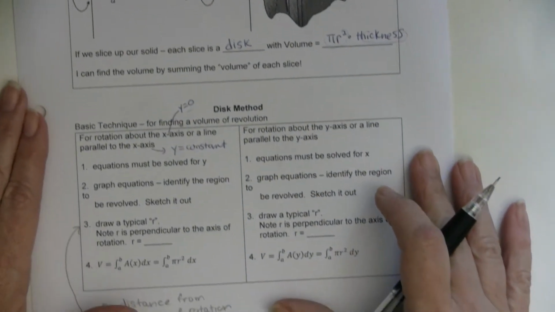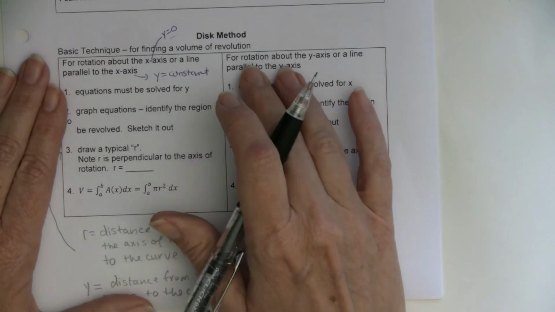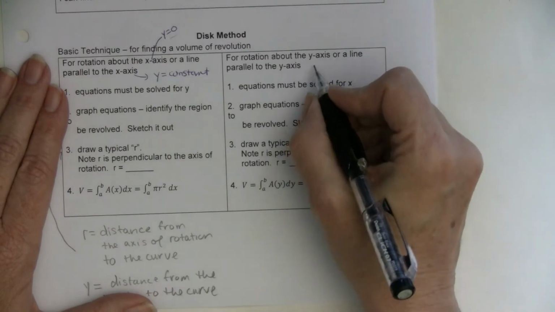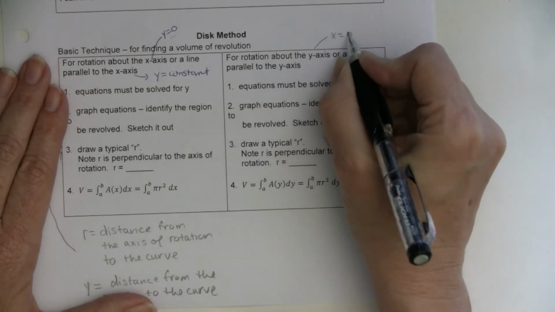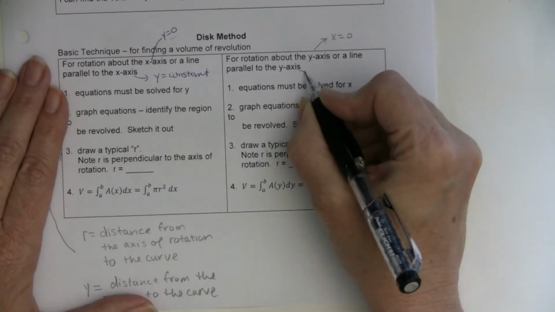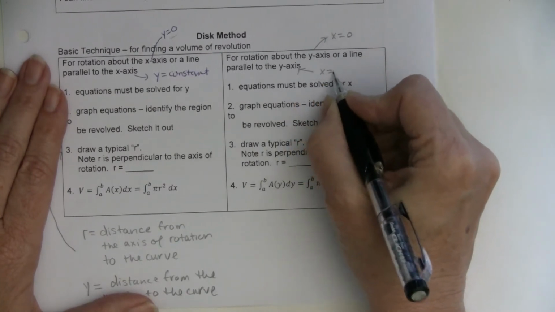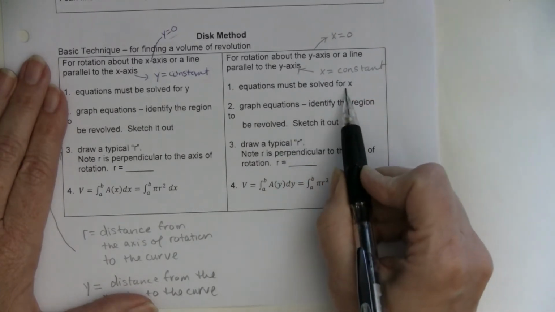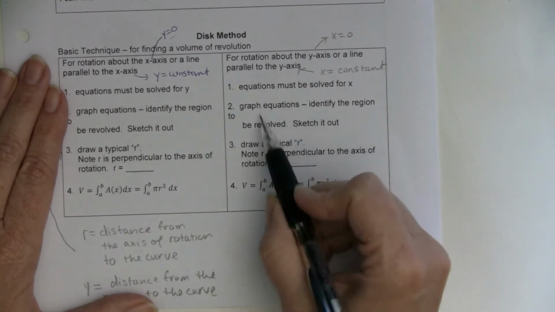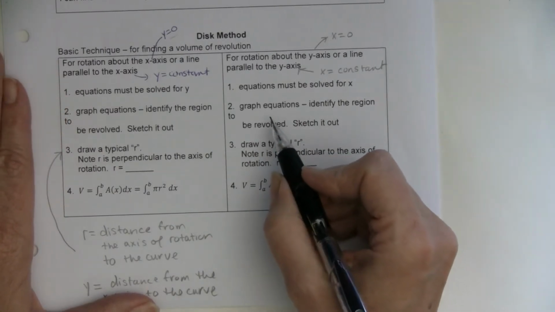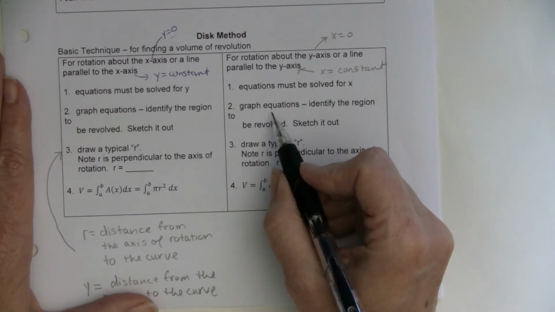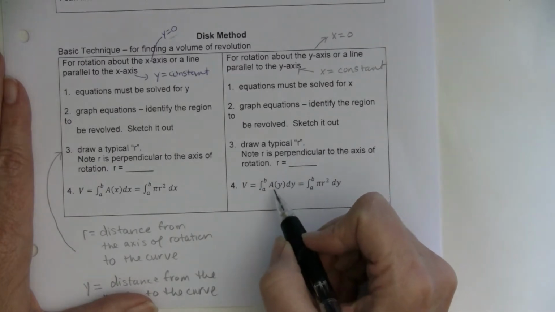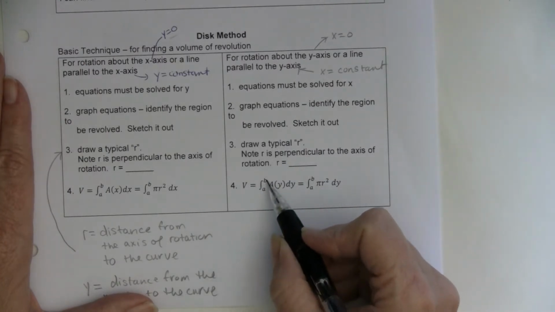On the other hand, if you're rotating around the y-axis or a line parallel to the y-axis, the equation for the y-axis is x equals 0, and a line parallel to the y-axis would look like x equals some constant. Then your equations need to be solved for x. You need to graph the equations and sketch the region. You need to draw your typical R.